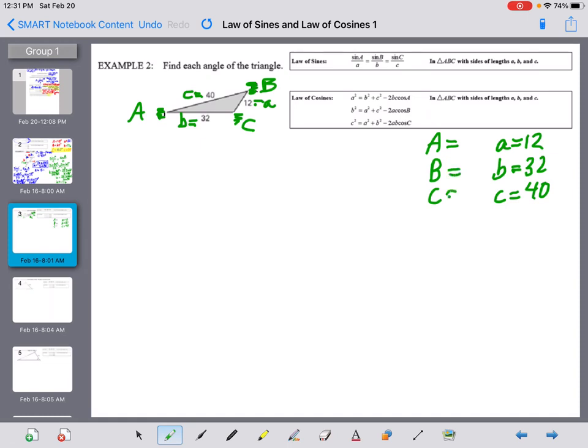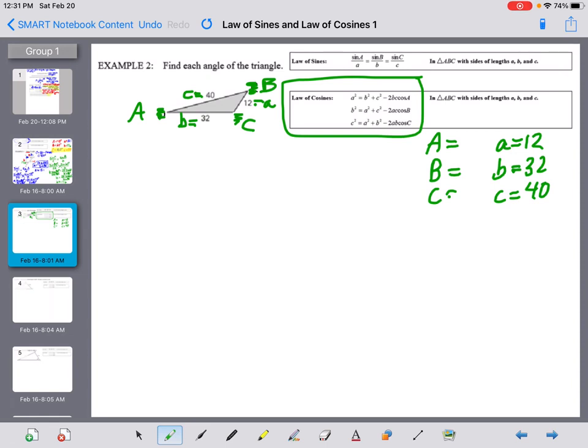All right, so now I have to figure out which law I want to use. Remember, if I want to use law of sines, I need an angle and a side of the same letter. I don't have any angles, so I can't have an angle and side of the same letter. I can't use that. So that means I need to go to law of cosines. Now the question is, which law of cosines do I want? And here's the quick answer. Any of them work. Which angle do you want to choose first?